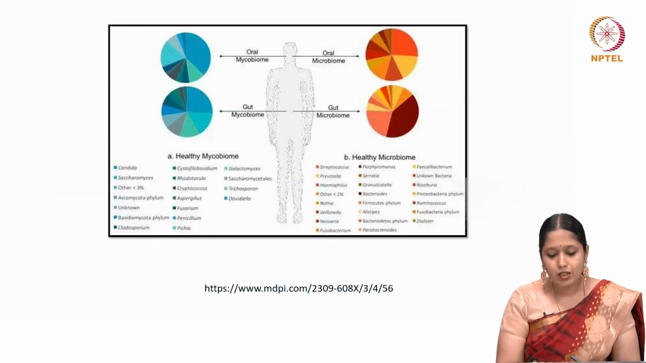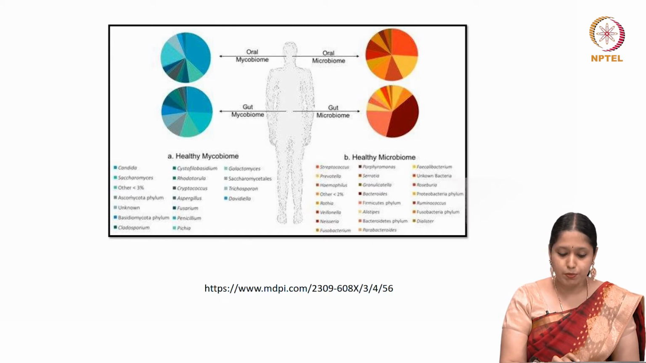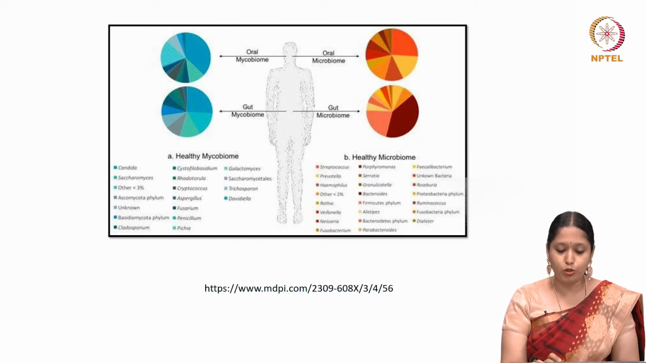So, this picture shows a healthy microbiome, as well as the healthy mycobiome. The healthy microbiome, as I mentioned before, includes Streptococcus species and various other bacterial species, and the healthy mycobiome, which is the fungal component, predominantly includes Candida species and other species like Cryptococcus, Penicillium, Saccharomycetes as well as Ascomycota phylum.